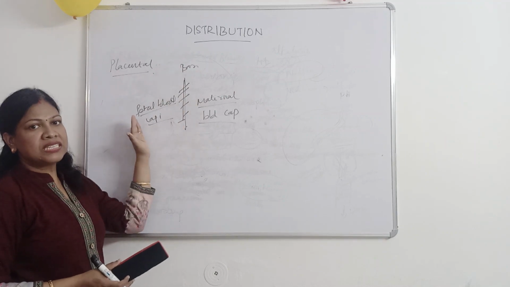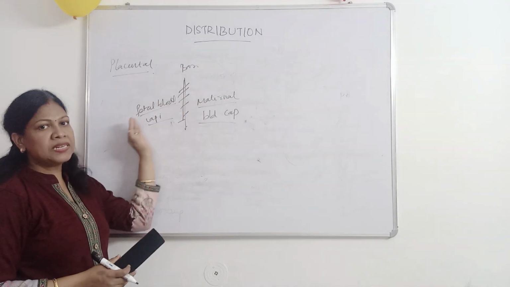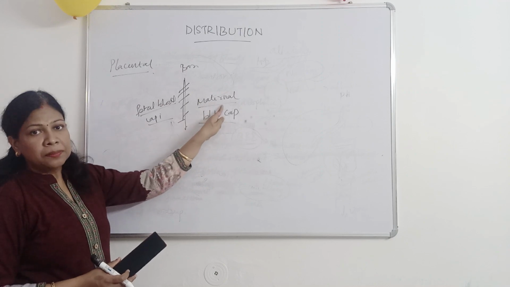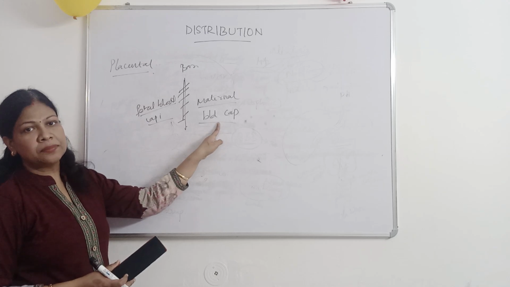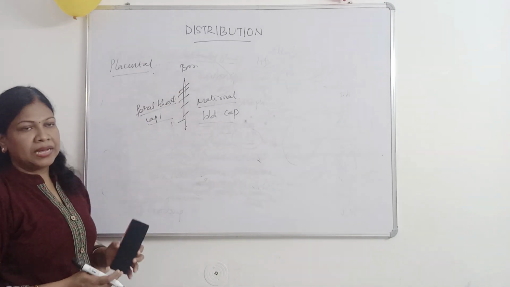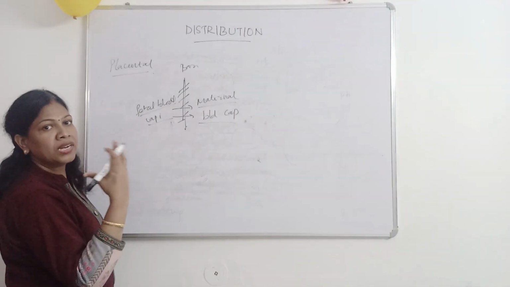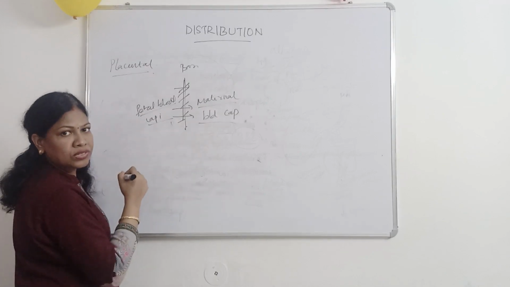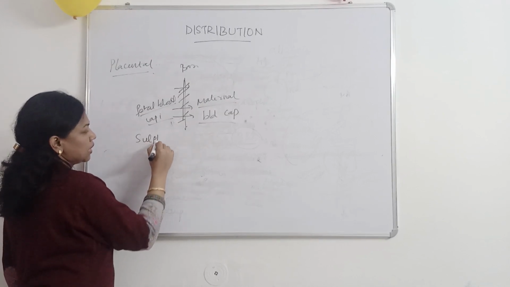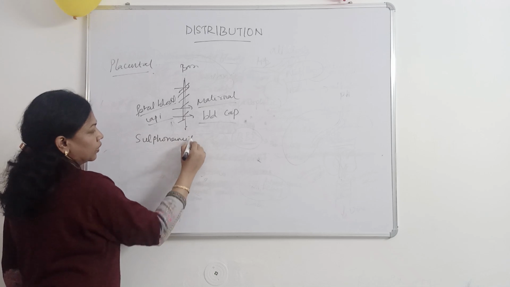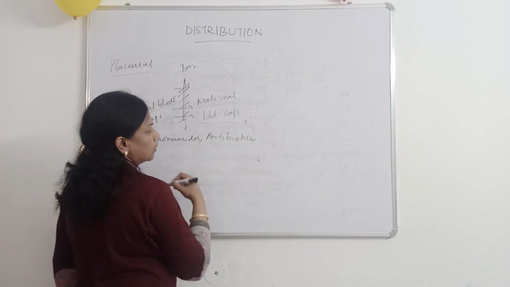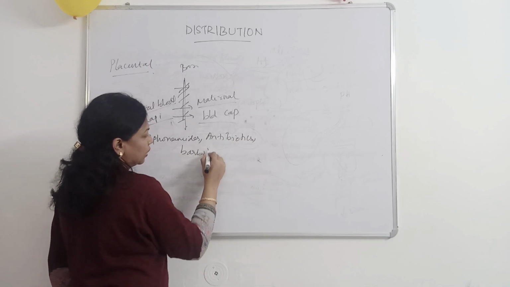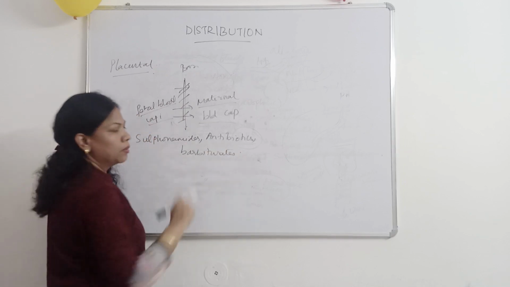So the barrier which separates the fetal blood, that is the baby's blood, from the mother's blood, maternal blood, is the placental barrier. There are many moderately lipophilic molecules that can enter through these barriers. Examples: sulfonamides, some antibiotics, and barbiturates can enter through this placental barrier.